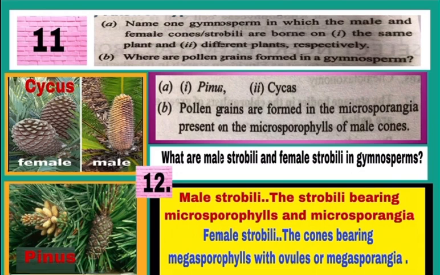B part of the question. Where are pollen grains formed in the gymnosperms? Pollen grains are formed in the microsporangia present on microsporophylls of male cones. Come to question number 12. What are male strobili and female strobili in gymnosperms? The strobili bearing microsporophyll and microsporangia are male cones or male strobili, and the strobili bearing megasporophylls with ovules or megasporangia are called as female cones or female strobili.